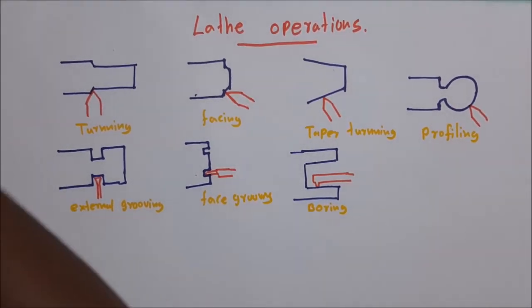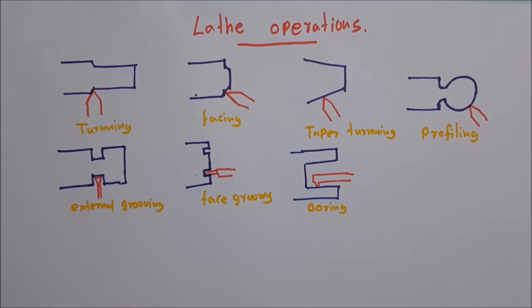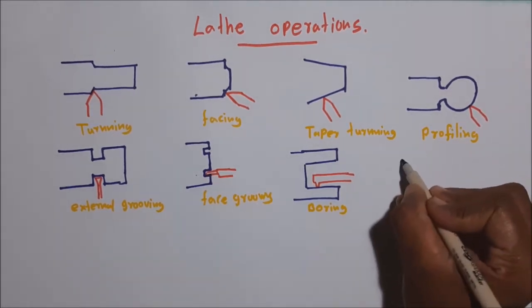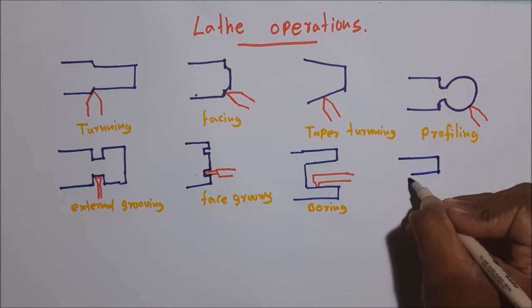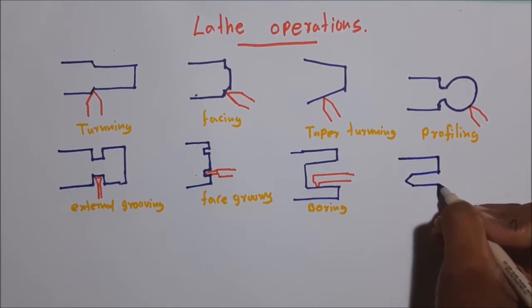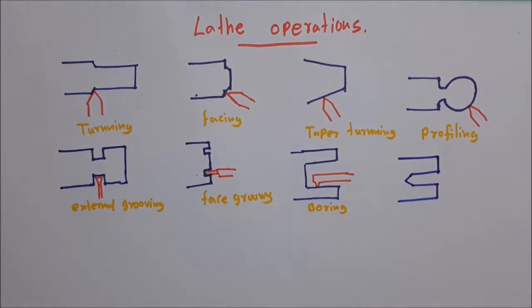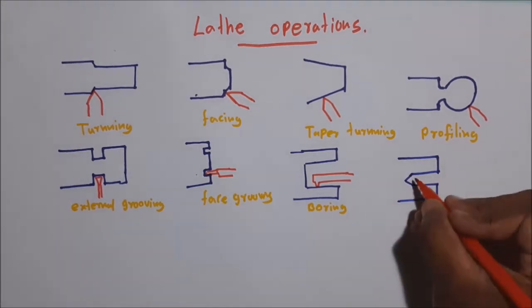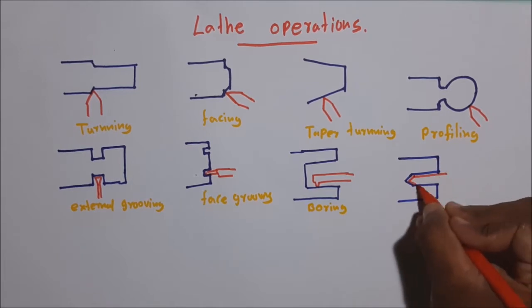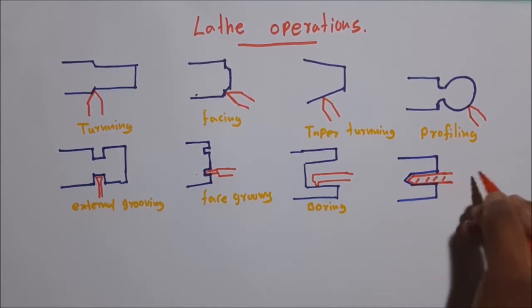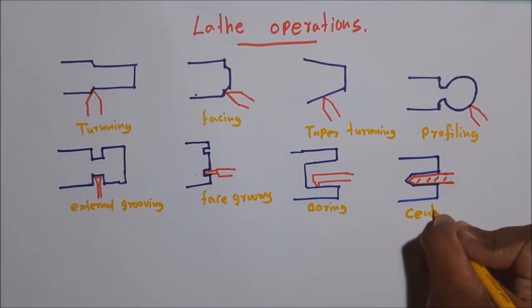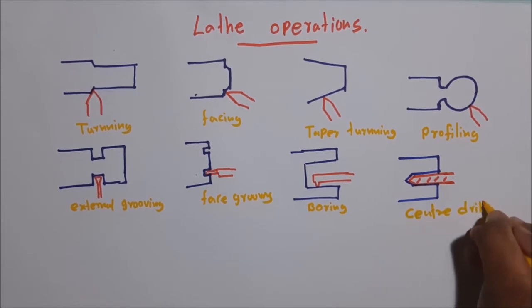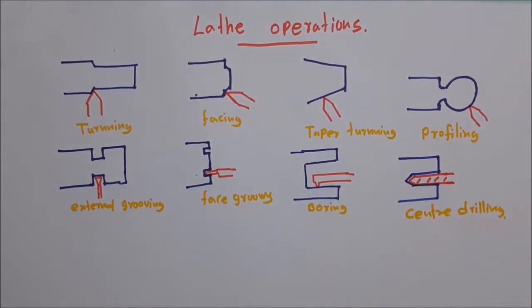Next one, the center drilling operation. Drilling generates a hole along the rotating axis of the lathe machine. This is the cutting tool. A drill bit is used for the center drilling operation. This is center drilling.